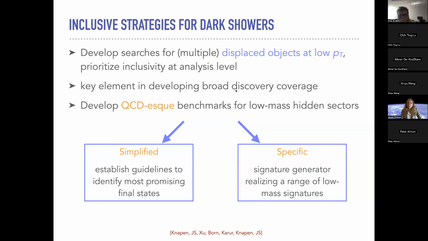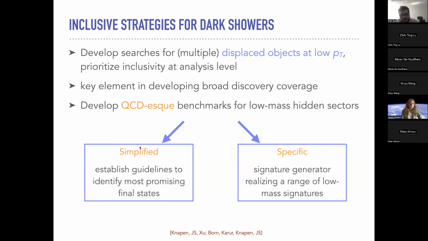In order to help guide this program, we will develop QCD-like benchmarks and prioritize inclusivity at the analysis level, to make sure that the search maintains sensitivity to as much of the enormous parameter space of confining hidden sectors as possible. So I'll talk here about two different directions. One of them uses simplified models. These are not nicely defined UV complete confining sectors.